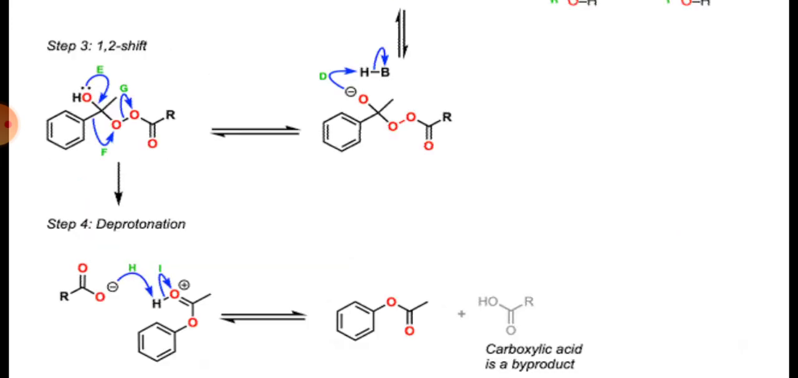So here there are two products obtained now. One is the target molecule, which is called the ester, and the second one is the carboxylic acid, okay, which is coming from your reagent.